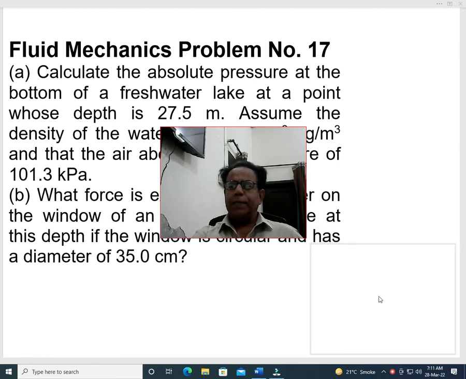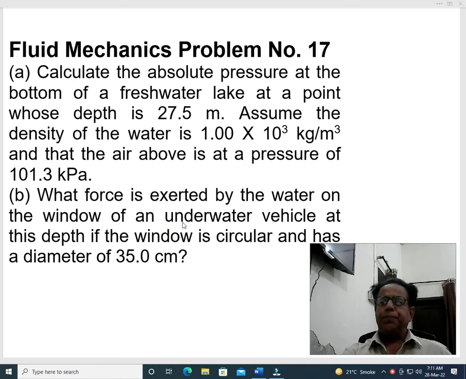This is our next problem. Problem number 17. Fluid mechanics, problem number 17. As usual, we first come to our statement.